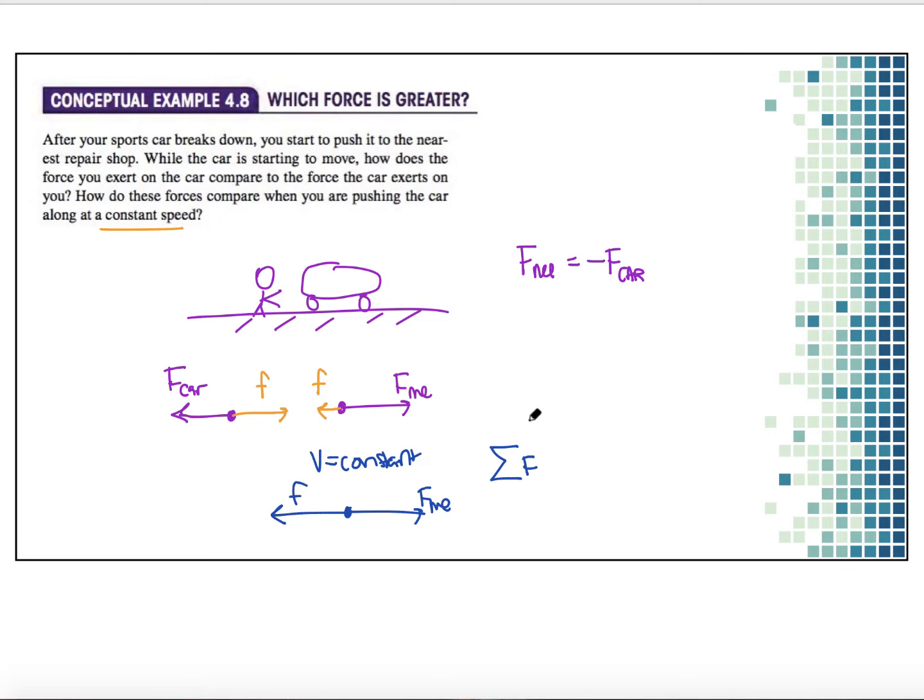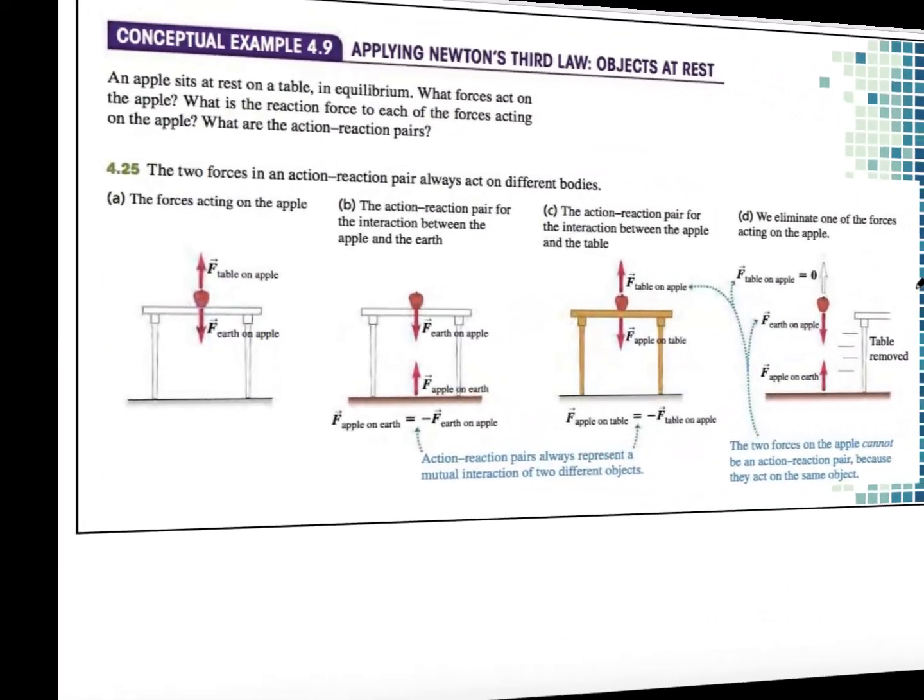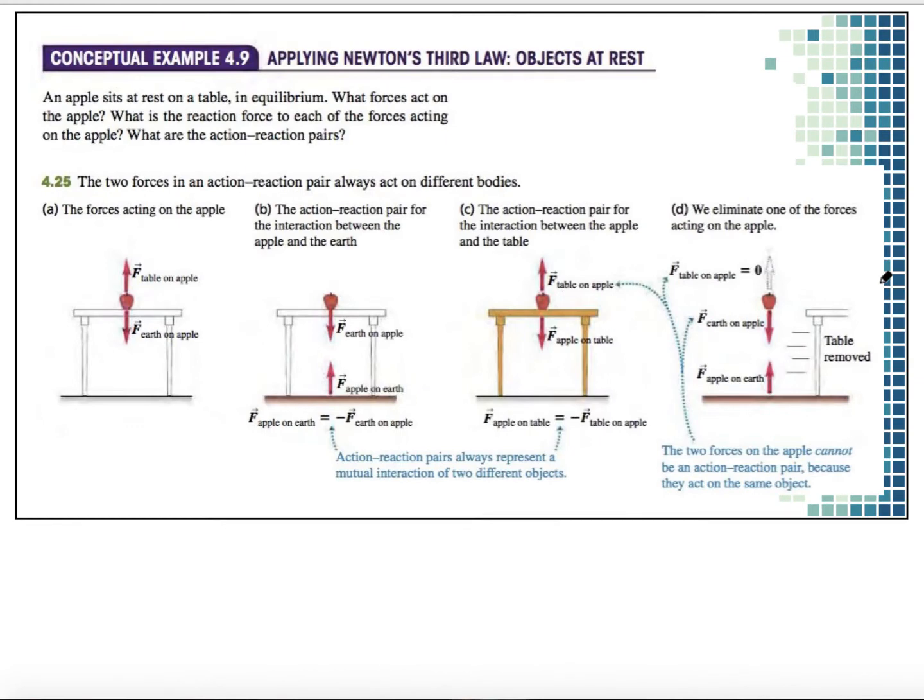Now we haven't spent too much time talking about it, but this symbol sigma just means the sum of. Just adding all of these things together. And this is something that you should be able to use over and over in the remainder of this unit. Now let's take a look at a different example of an object just sitting on a table, at rest.